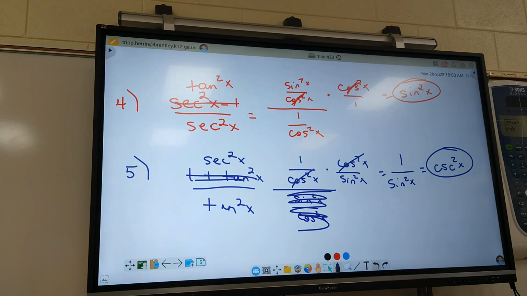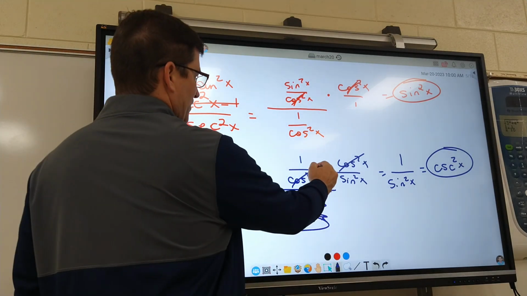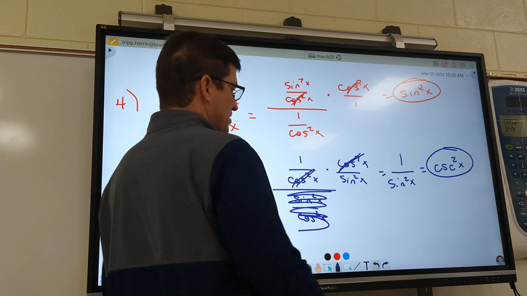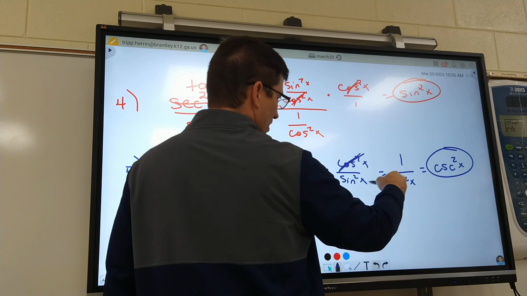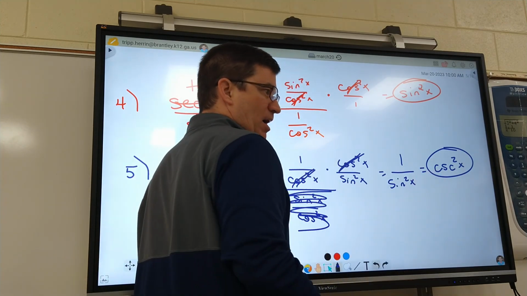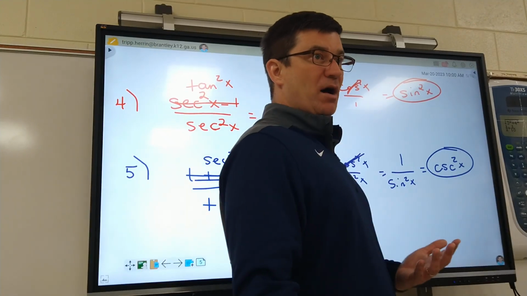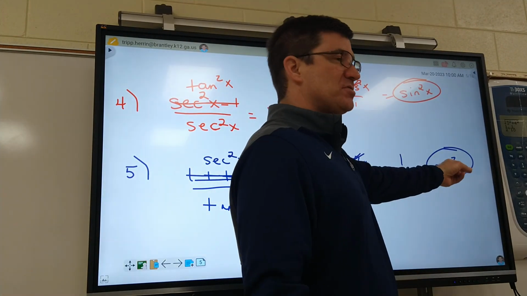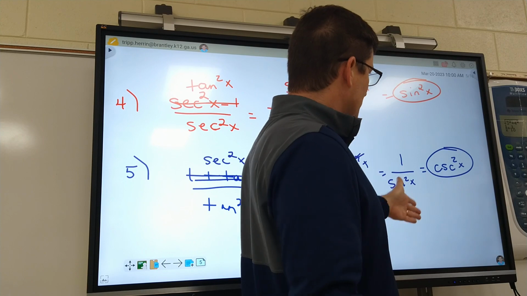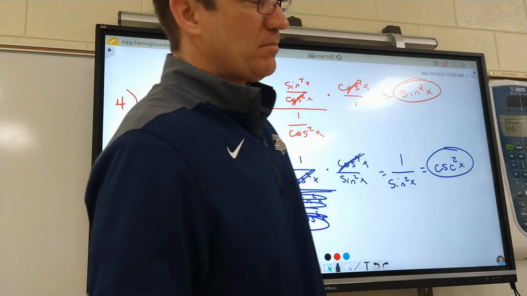Go over that last part again. All right, do you understand that the cosines canceled out? Yeah. And then, all right, so look, I had a 1 left on top. I had a sine squared left on bottom. Now we're trying to turn our answers into one word. So if you look at the top, it says 1 over sine equals cosecant, which means 1 over sine squared equals cosecant squared.